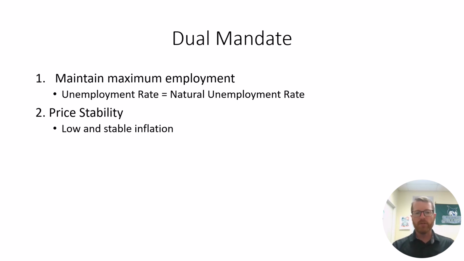One of those important factors is that it needs to maintain maximum employment. The Federal Reserve is tasked with trying to keep unemployment at its lowest reasonable level, which we call the natural unemployment rate. Now, you don't want unemployment to be zero. If nobody's unemployed, that's actually really bad for the economy, and that wouldn't really happen unless there's something weird going on.